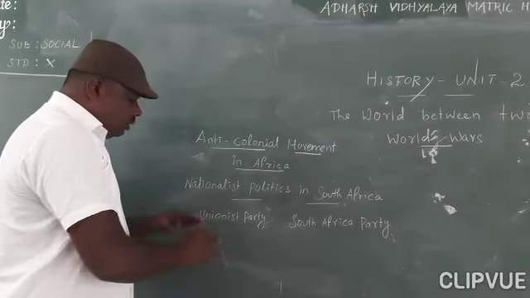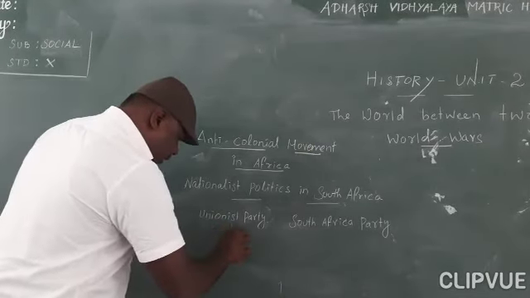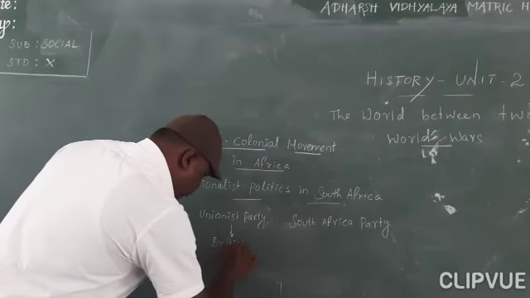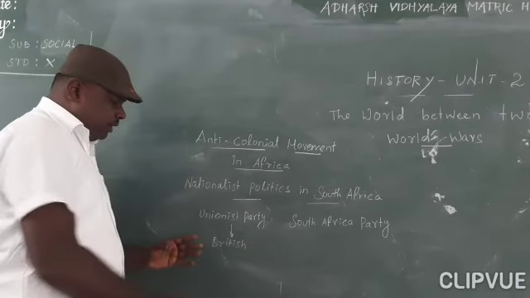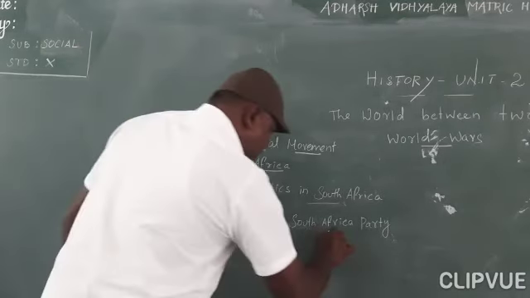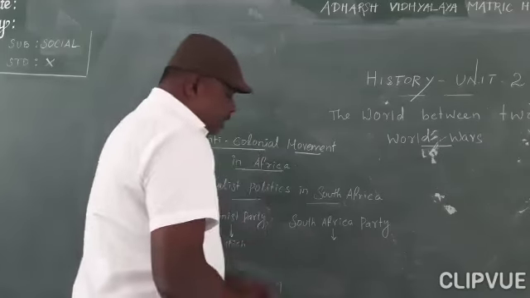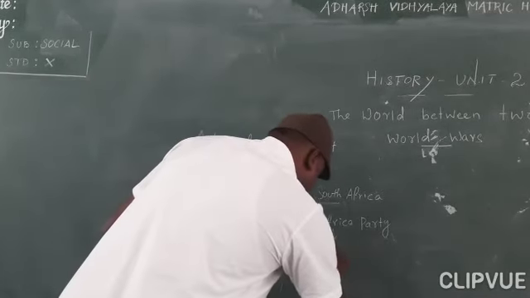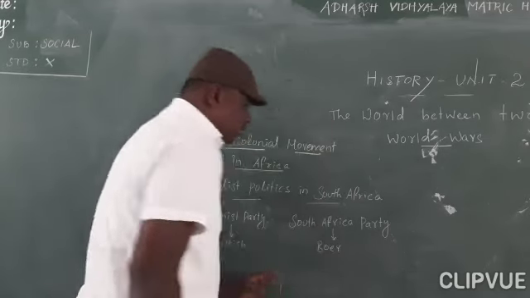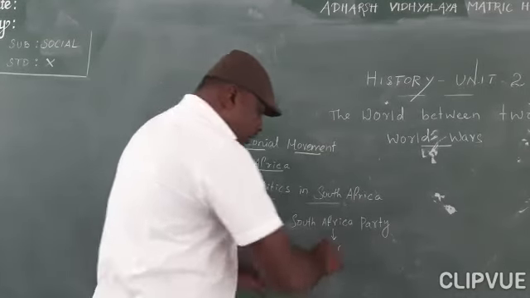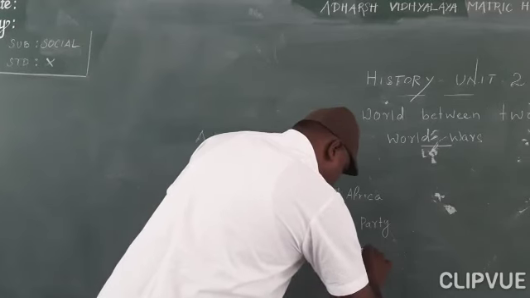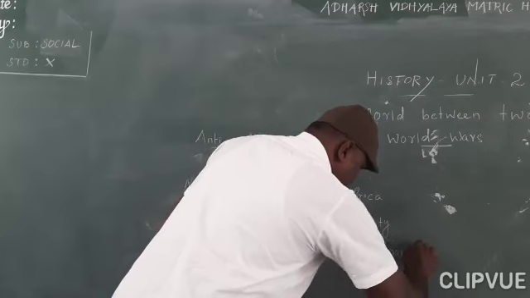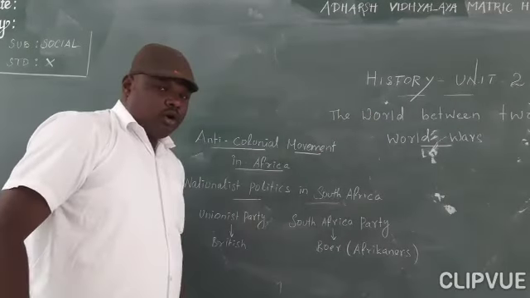The Unionist Party was the party of the British people in South Africa, and the South African Party was the party of the people on the side of the Boers. The Boers' party was called the South African Party. The Boers are called Afrikaners.